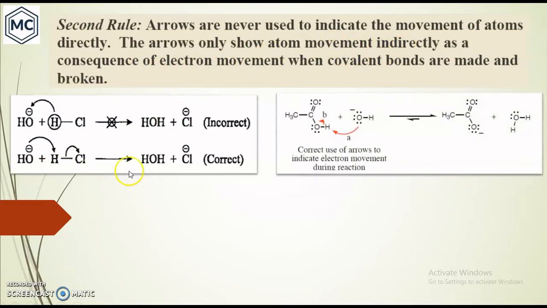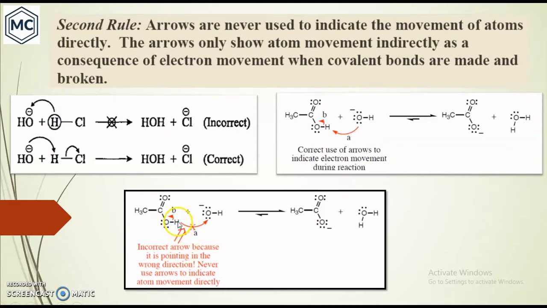So, next example, you can see the reaction of acetic acid and hydroxyl anion, an acid-base reaction. Here you have to represent the electronic movement. Electronic movement is from the hydroxyl group to this H plus, or hydrogen here, and this OH bond breaks. You cannot represent this reaction like this. Even though hydrogen is moving from acetic acid to the hydroxyl group, you cannot start the arrow from this hydrogen to hydroxyl.